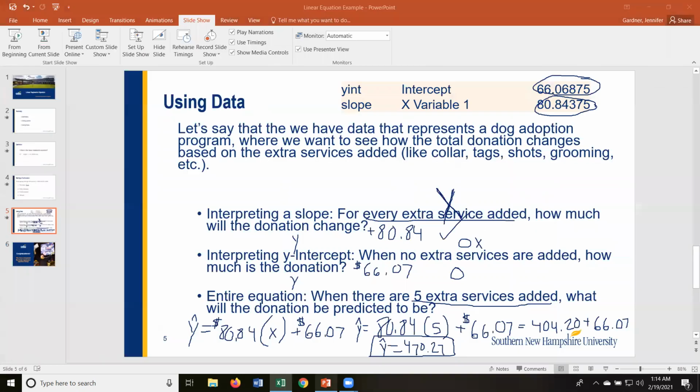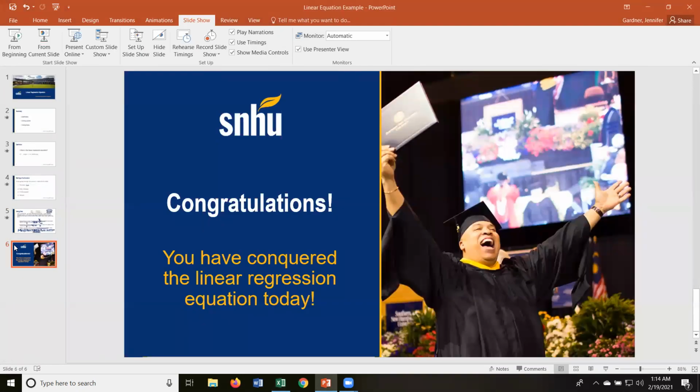And now we know how to work with the linear regression equation.